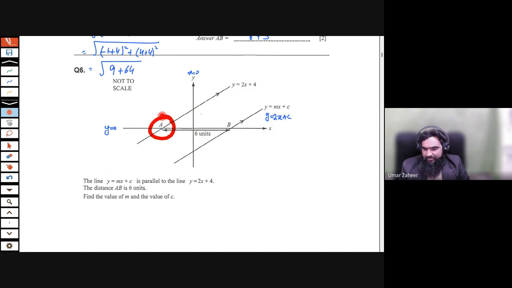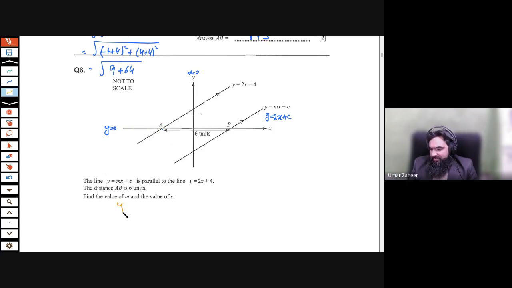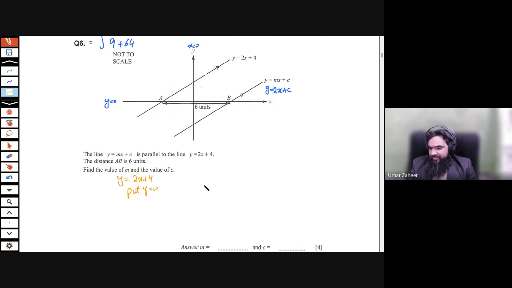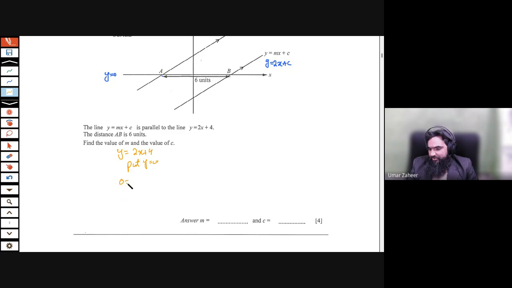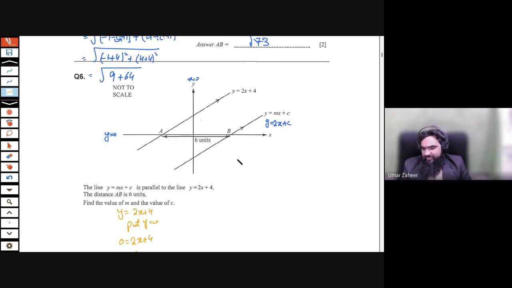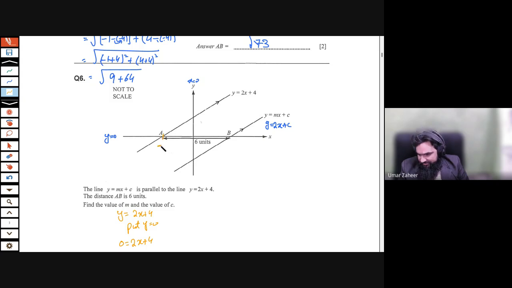So we need a point, which means we need to find the x-intercept. We substitute y equals 0 in the equation y equals 2x plus 4. We get 0 equals 2x plus 4, so minus 4 equals 2x, so x equals minus 4 over 2, which is minus 2. So this point is minus 2. Everyone, what is the value of this point?